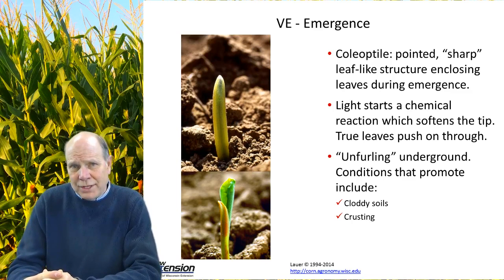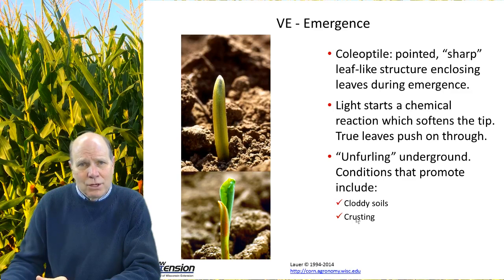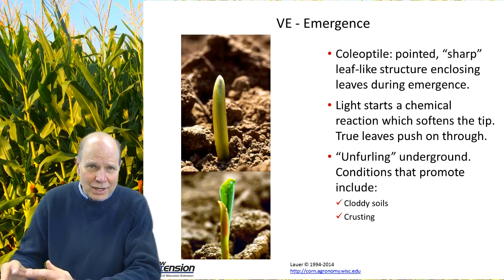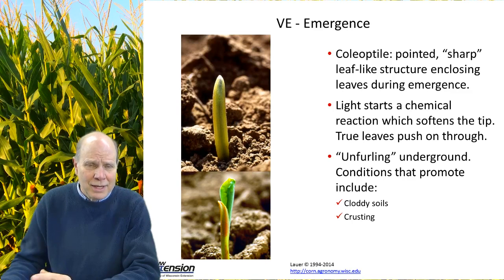Now, oftentimes one of the things that we'll see is unfurling underground, and we usually will see this when we have crusting that occurs from a hard rain, or we might get some frosting that occurs, or some sort of cloddy soils. Oftentimes this coleoptile sees the light, so to speak, softens, but then we get crusting that occurs, and then the leaf basically unfurls underneath that crust on the ground, and it's basically searching for a crack or something in the soil to emerge and get out, and oftentimes it can't.